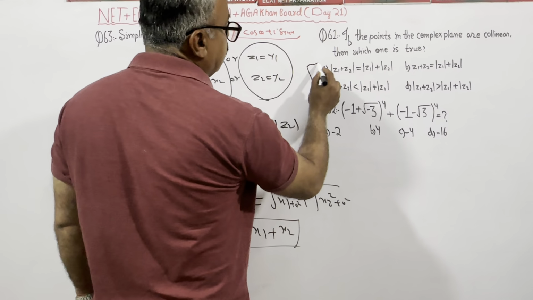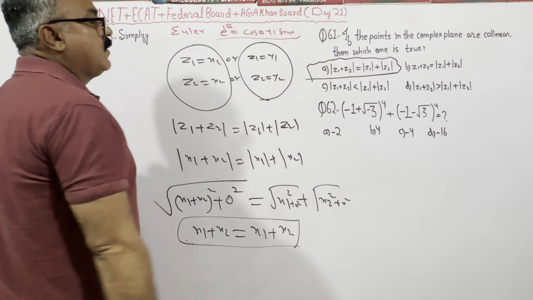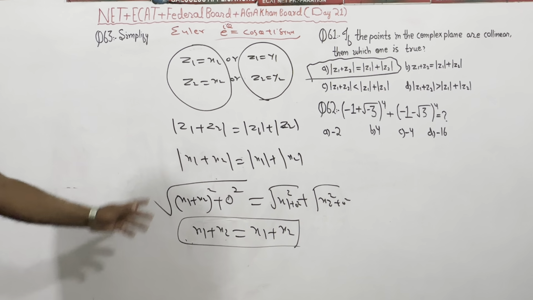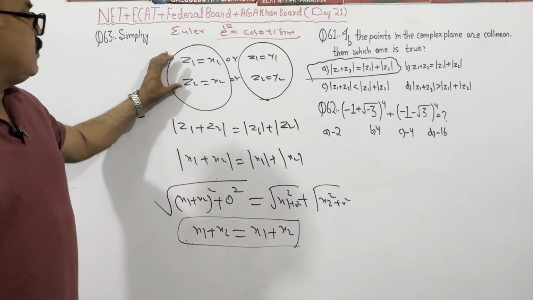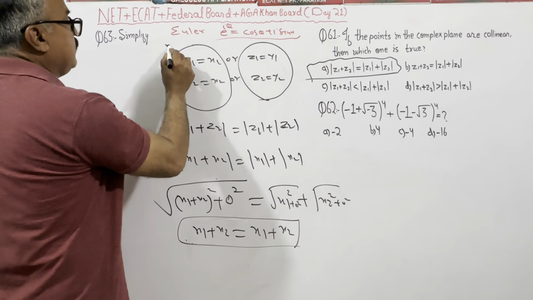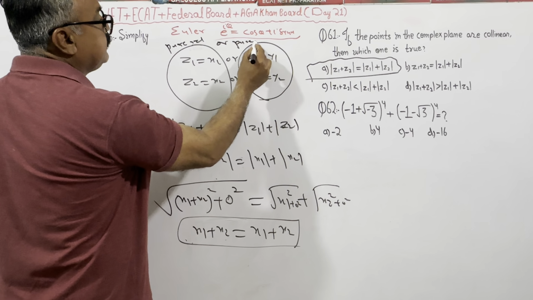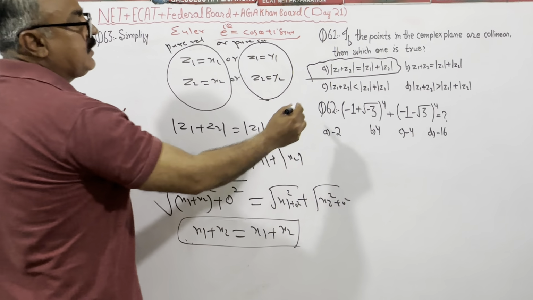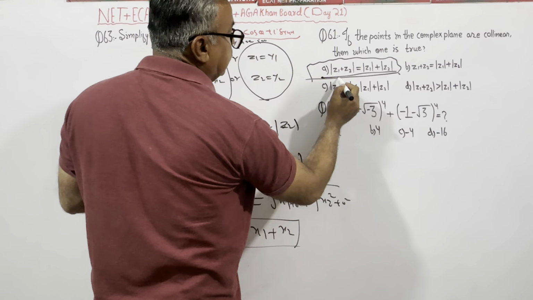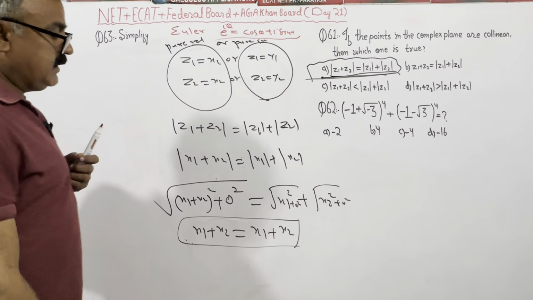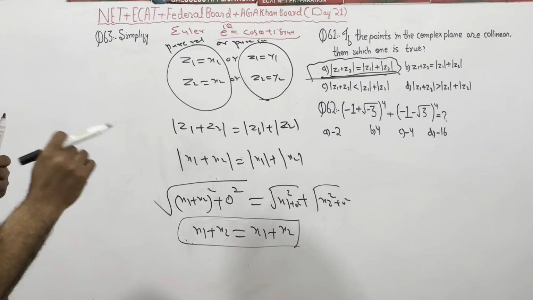If both the complex numbers are collinear, they both lie on the x-axis or the y-axis, meaning they are pure real or pure imaginary. Then this triangle inequality holds with equality: mod of z1 plus z2 is equal to mod z1 plus mod z2.